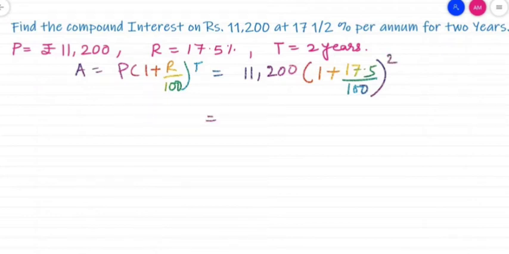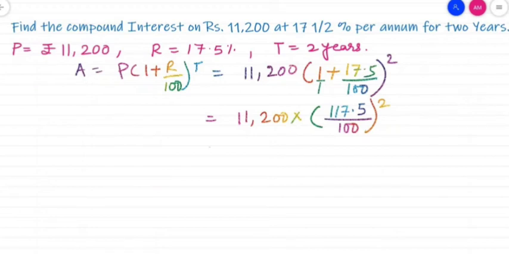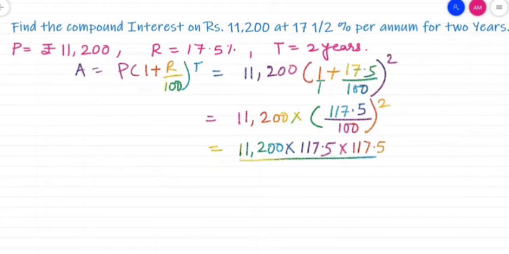Now see here, 11,200 multiplied by (1 plus 17.5 by 100). When you find the LCM, making 1 by 1, it will be (100 plus 17.5) by 100, to the power 2. That will become (117.5 divided by 100) to the power 2. So first of all, we will just break it: 11,200 multiplied by 117.5 multiplied by 117.5, whole by 100 into 100.